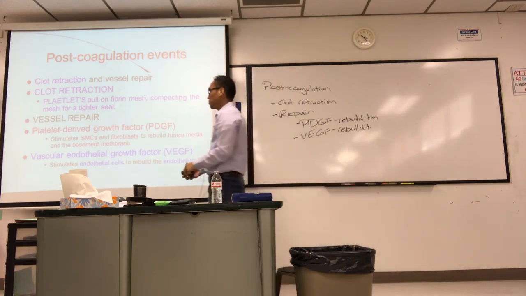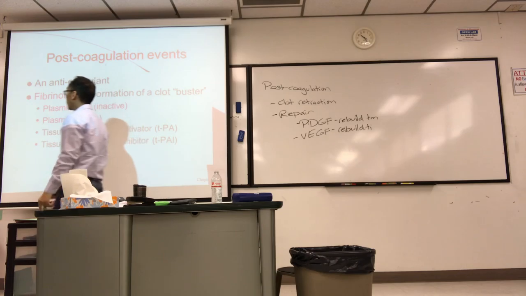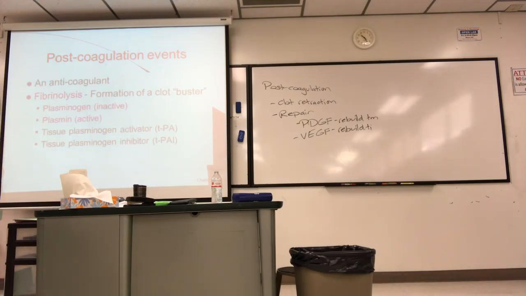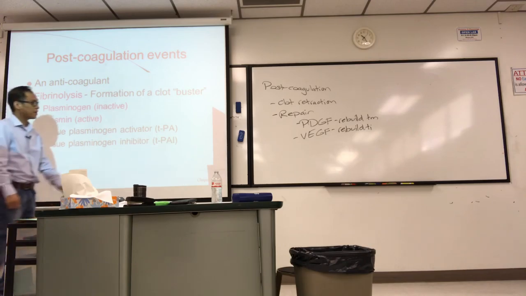Now you have some scar tissue, but after you've basically repaired the blood vessel, now you can bust the clot. So you need an anticoagulant. Okay? You don't need the clot anymore. So fibrinolysis is the formation of your clot buster. And the main clot buster is plasmin. Plasmin is your major clot buster.